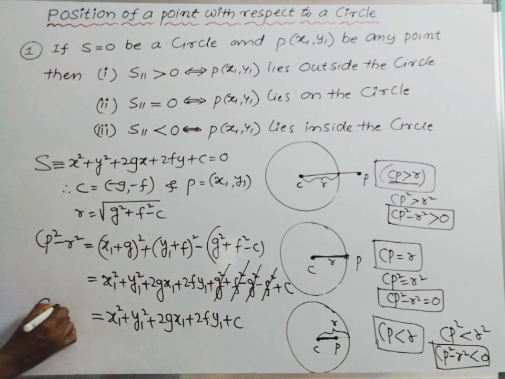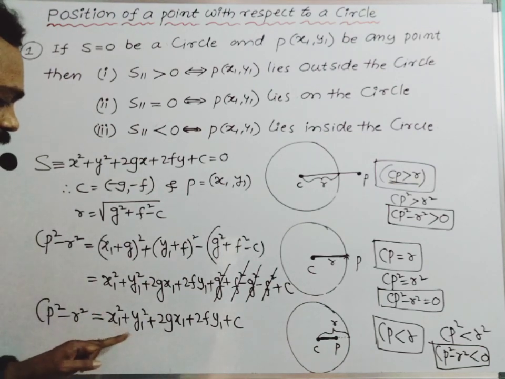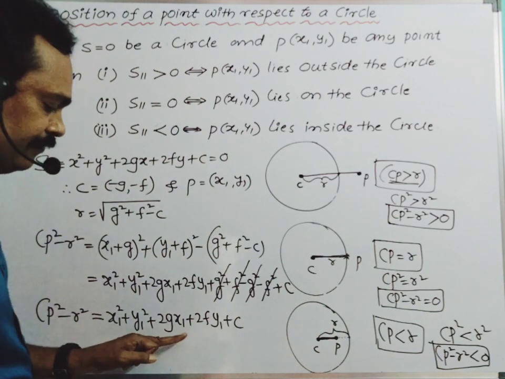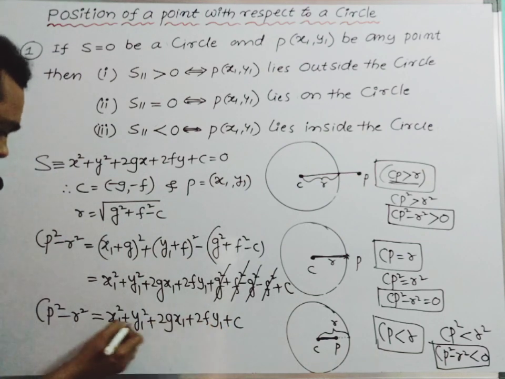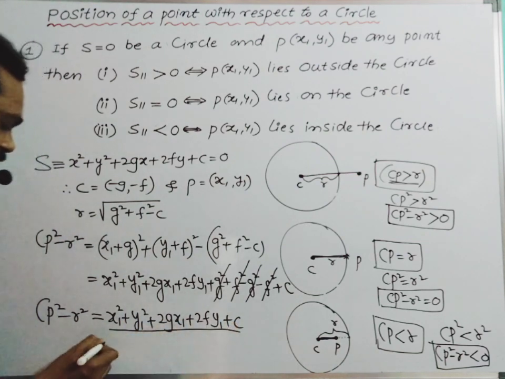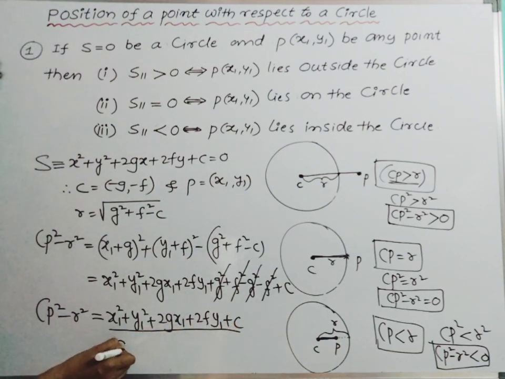This CP square minus R square value is x1 square plus y1 square plus 2gx1 plus 2fy1 plus c. This expression is nothing but, which represents which notation? S11.